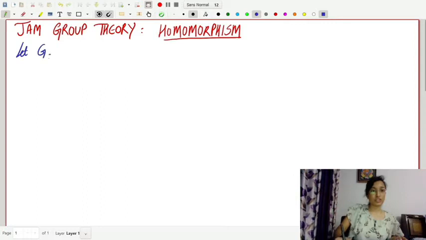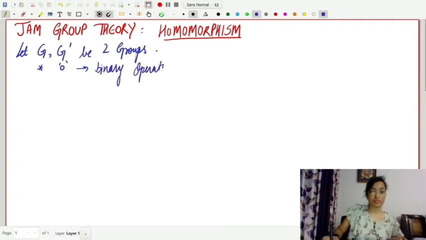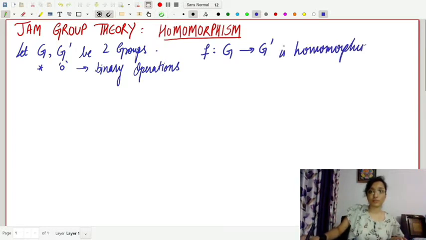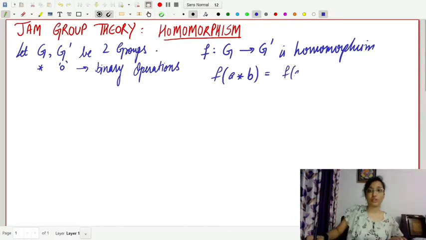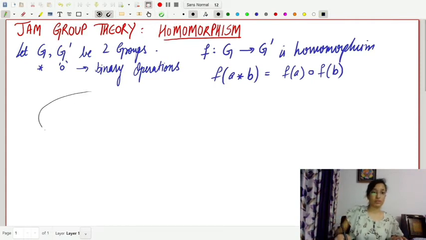Let G and G dash be two groups, and star and circle be their respective binary operations. Then the map F from G to G dash is a homomorphism if F of A star B is equal to F of A, second binary operation, which is of the group G dash, F of B.